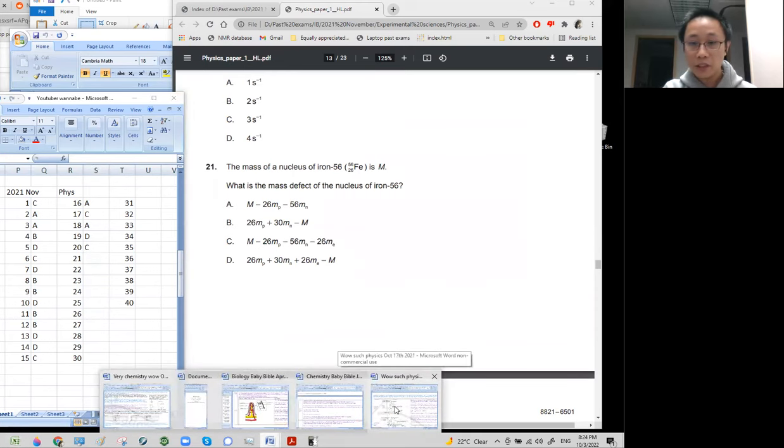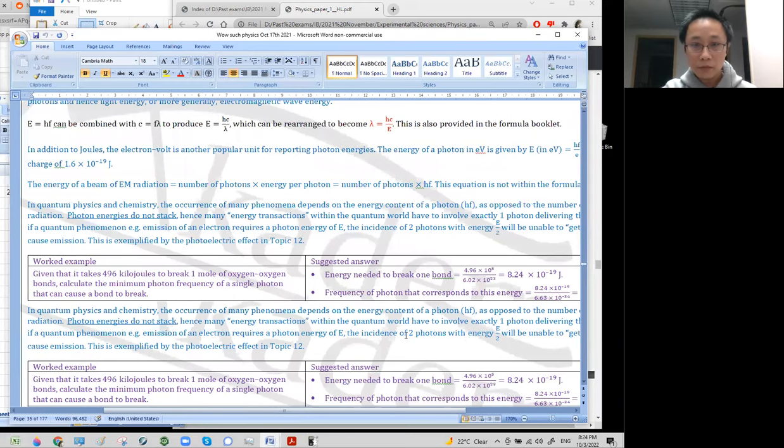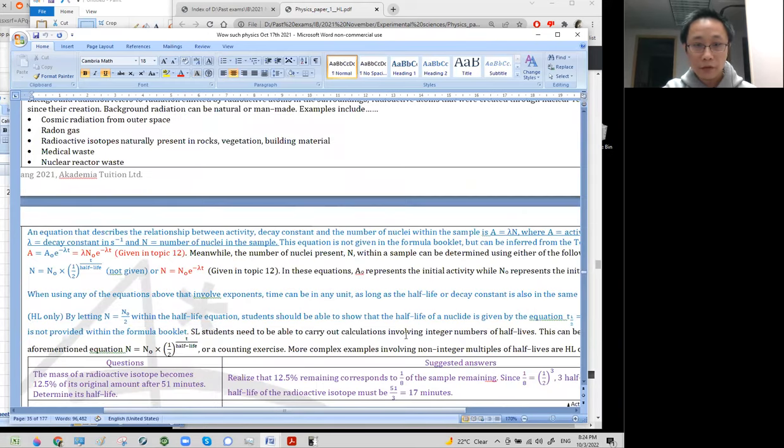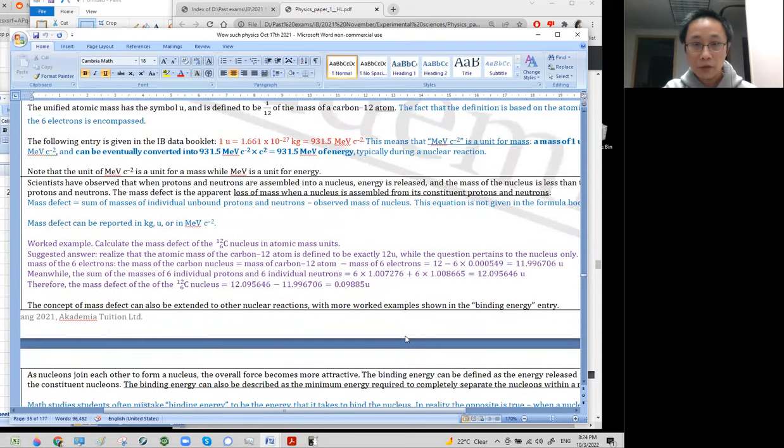Haven't seen this kind of question in some time, but I think we do have this brought up somewhere in our notes. So be aware of the need to include the electrons.